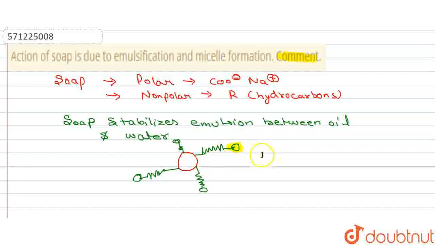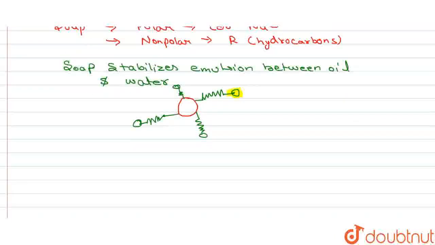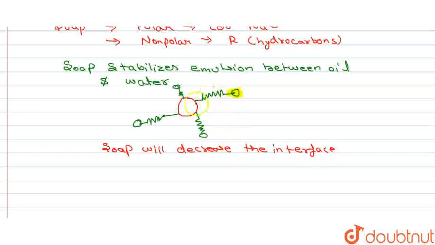So now what will happen is that these oil drops will decrease the interface. This soap will decrease the interface between water and oil, and when it decreases the interface, oil and water will intermix.